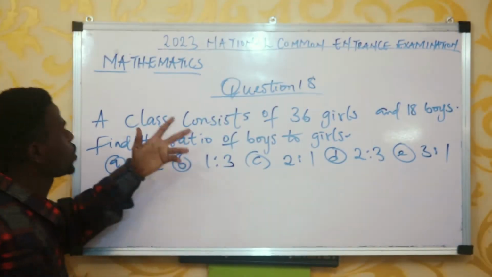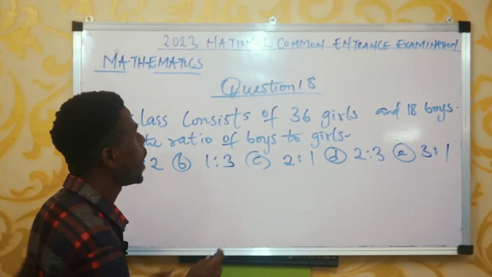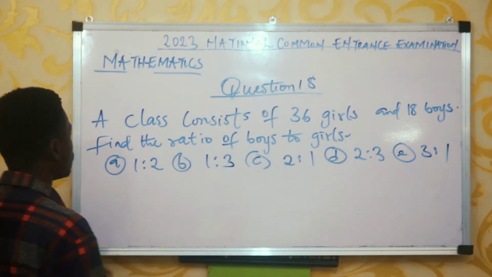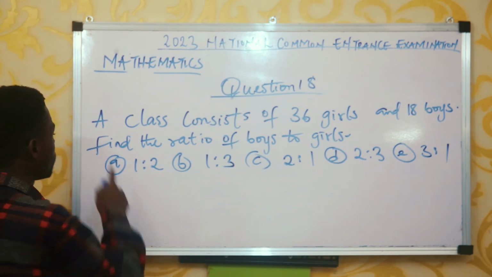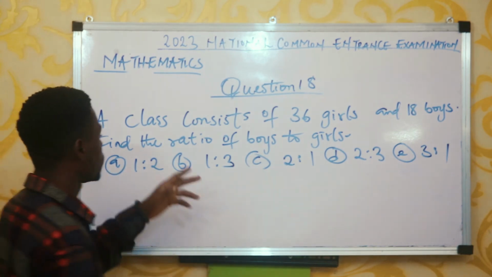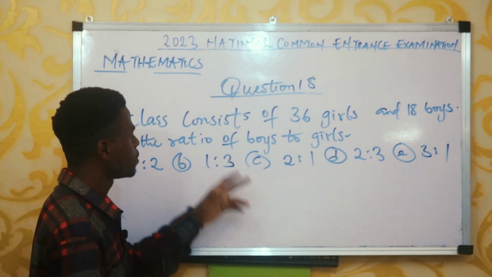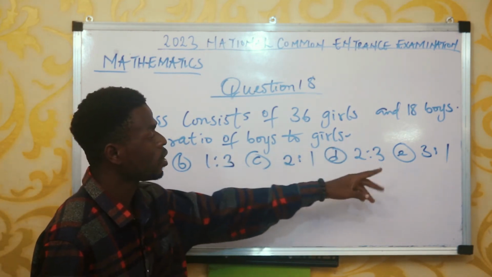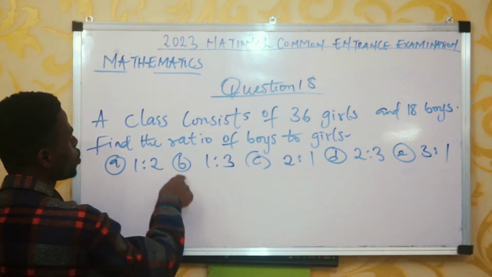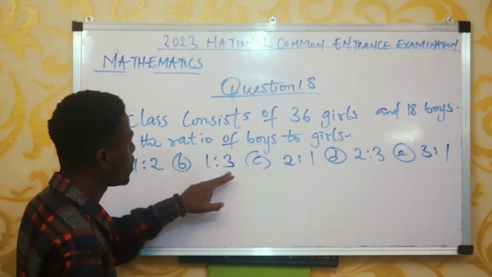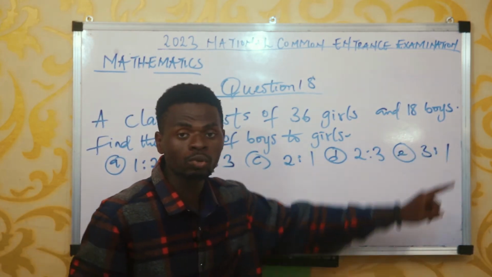Question 18 says that a class consists of 36 girls and 18 boys. Find the ratio of boys to girls. Option A says 1:2. Option B says 1:3. Option C says 2:1. Option D says 2:3, and Option E says 3:1.